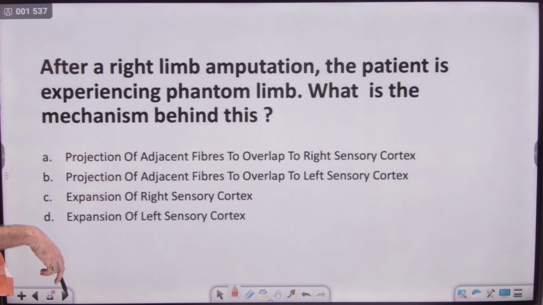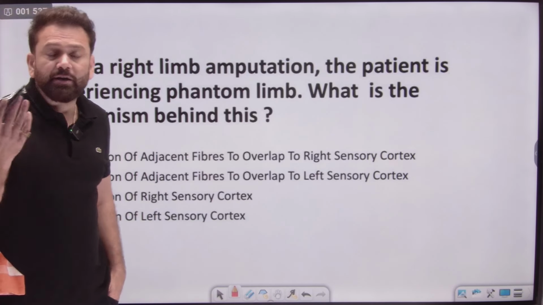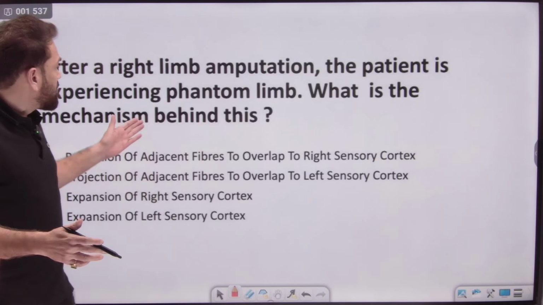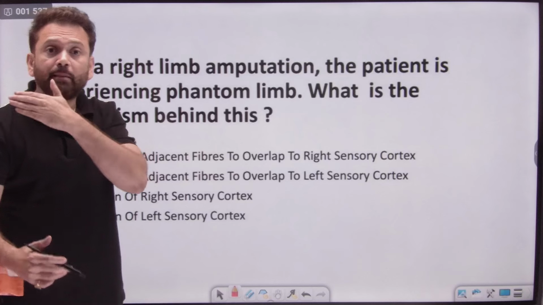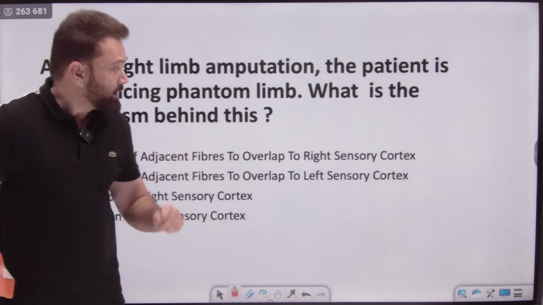Next question: after right limb amputation, the patient is experiencing a phantom limb. What is the mechanism? Very simple question. We have discussed it in the sensory laws of physiology. There are so many laws, na? Bell-Magendie law, there is a projection law. Your brain is projecting even after limb amputation. Your cortex on the opposite side will project. So what will be the answer?